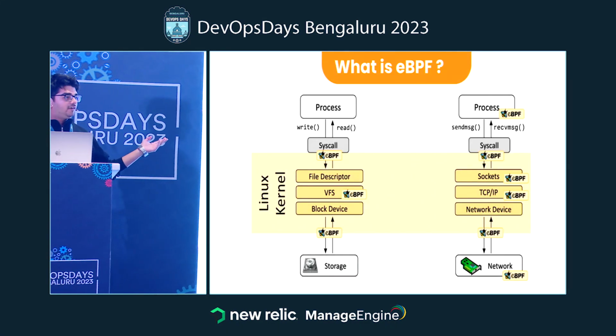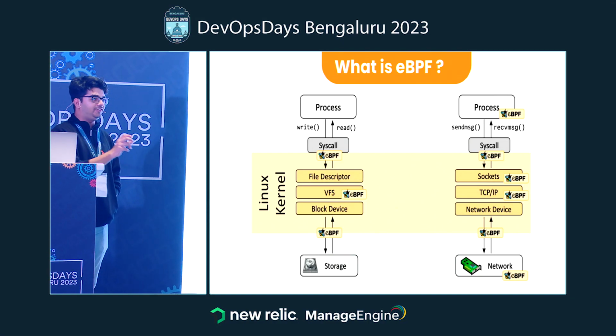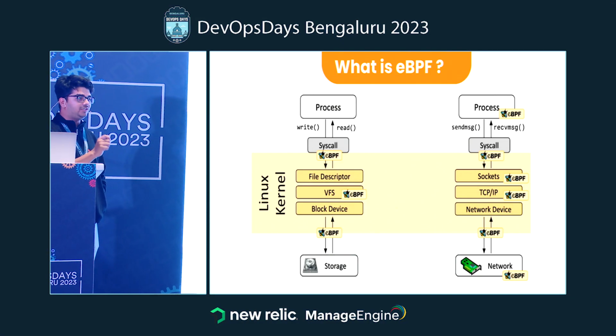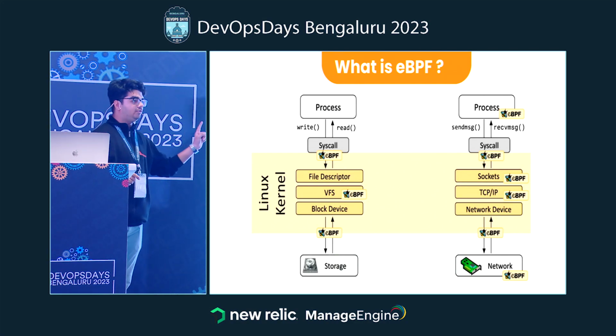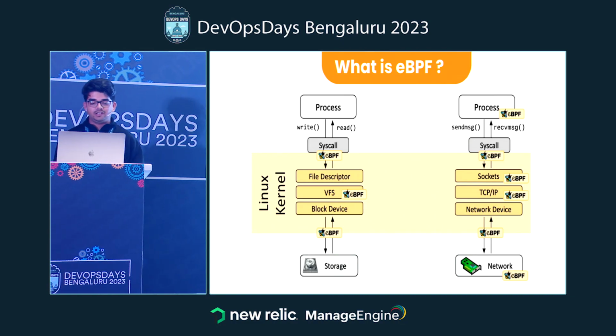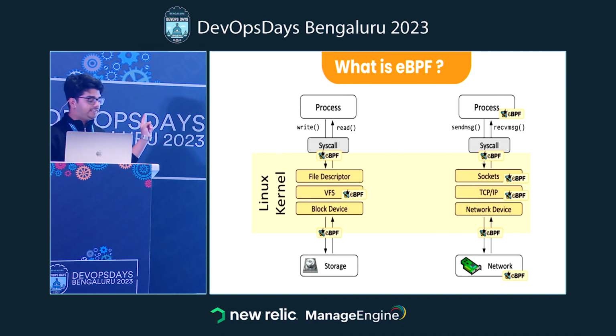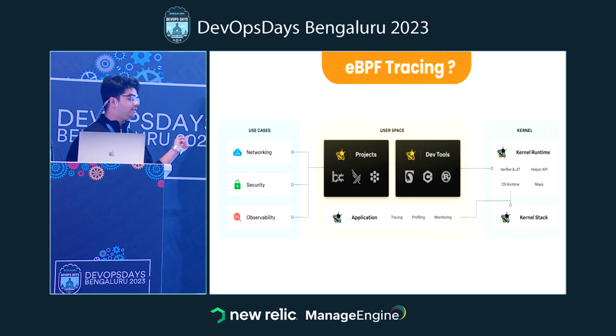So when I talk about what is eBPF, this is how eBPF looks. It's a very complex structure, but in short, we use JavaScript and Go for building our apps, right? Similarly, we use eBPF programs to build kernel level apps, underlying the kernel, basically for three use cases: networking, security, and observability.